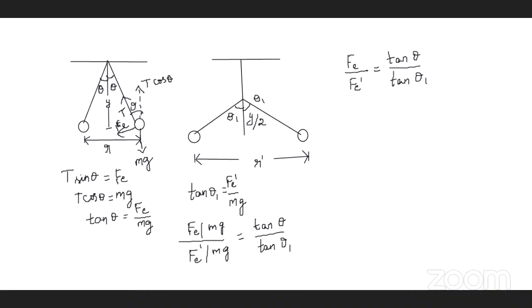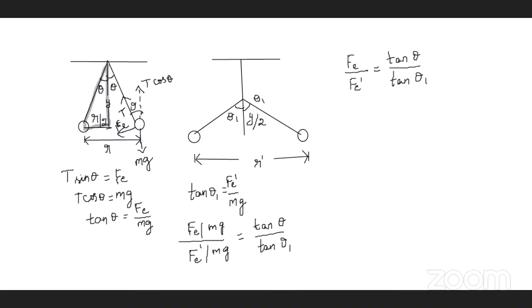The tan theta value in the first case is actually opposite side by adjacent side. So let me take this right angle triangle here. In this right angle triangle, this is R by 2. This is a right angle triangle now.